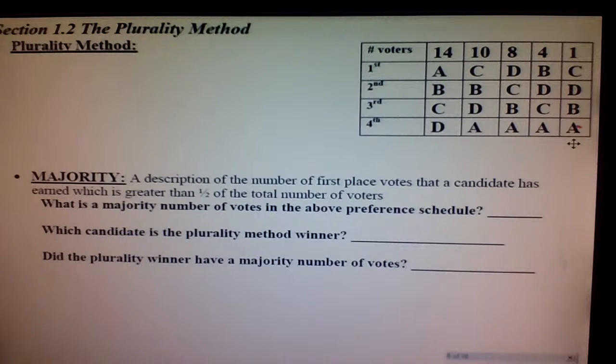All right, so yesterday you learned how to take individual preference ballots and create a preference schedule. You learned how to find the total amount of voters. Today we're going to learn the first method to find a winner. Take a look at the preference schedule provided. If you looked at this, who would you say wins?